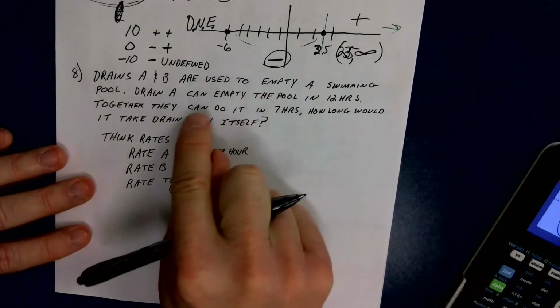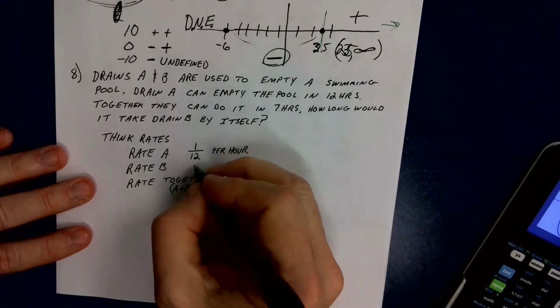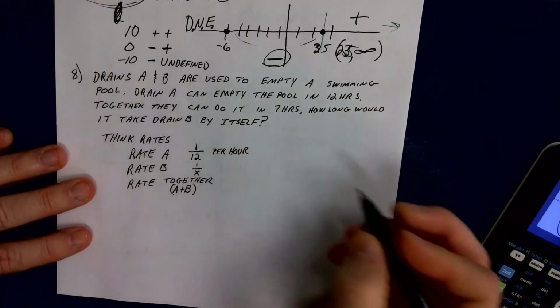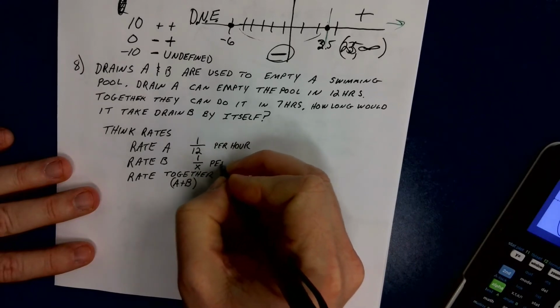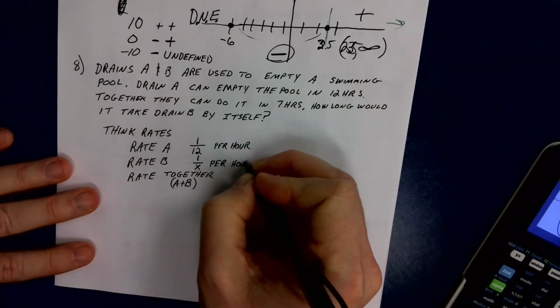Drain B, it doesn't say what it can do, right? So it can do 1 over x of the job, one unknown amount of the job per hour. Is that okay, everybody?